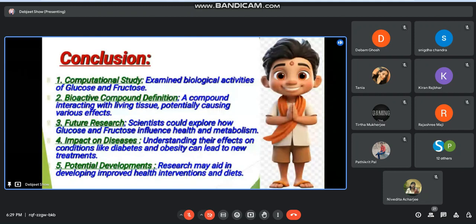Future research: I thought scientists could explore how glucose and fructose influence health and metabolism in the future. Impact: what is the impact on diseases? Understanding their effects on conditions like diabetes and obesity can lead to new treatments, and potential developments. Research may aid in developing improved medicines and diets.